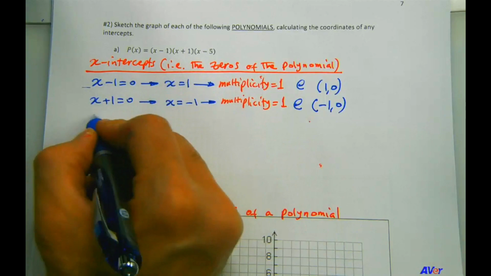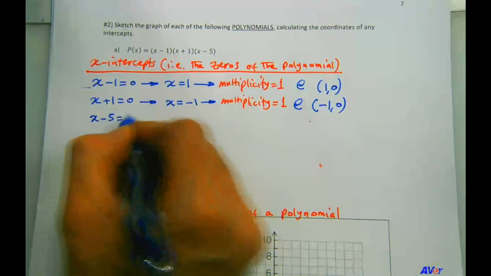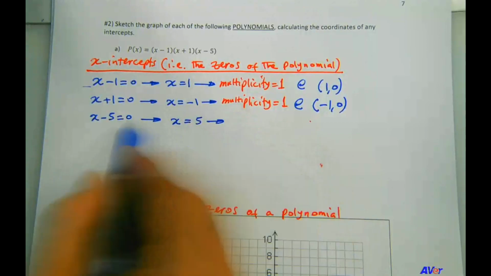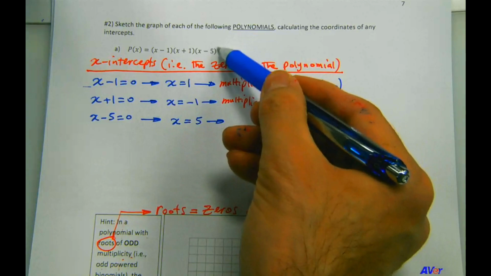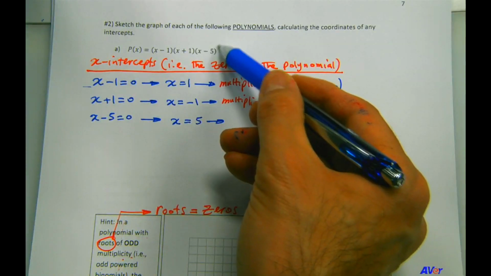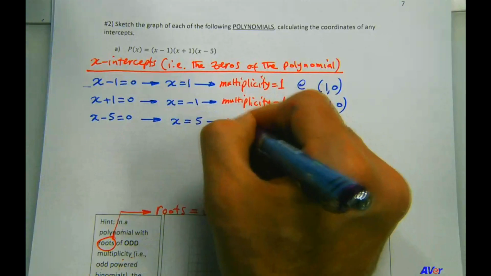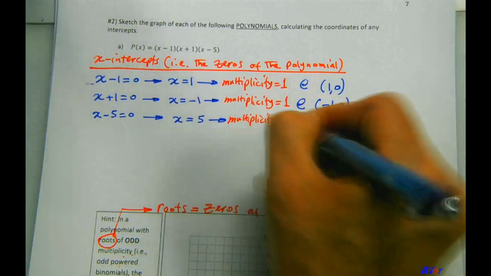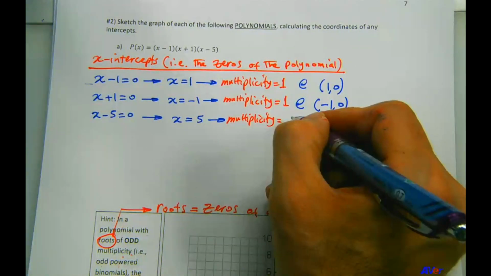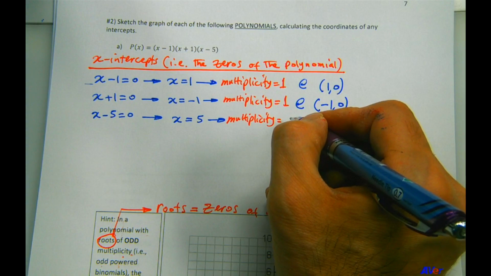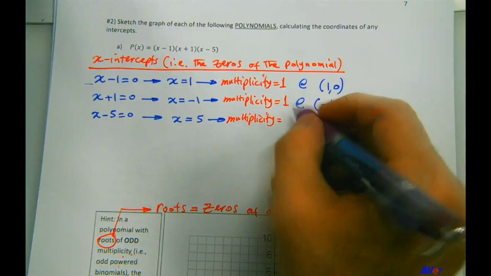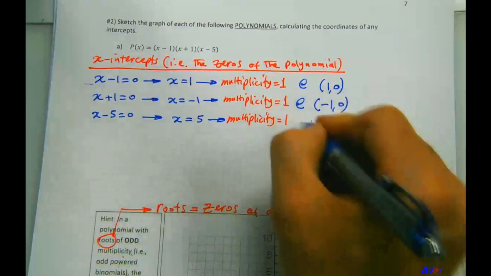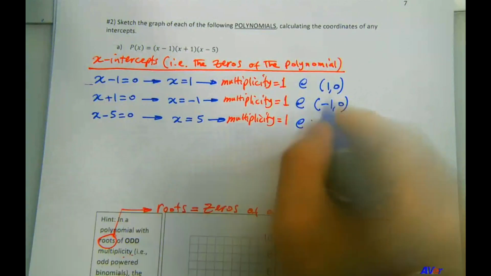The final factor, x minus 5 equals 0. We have x equals 5. That one also has multiplicity 1, right? The power of the x minus 5 factor is 1. So multiplicity equal to 1 at 5 comma 0.